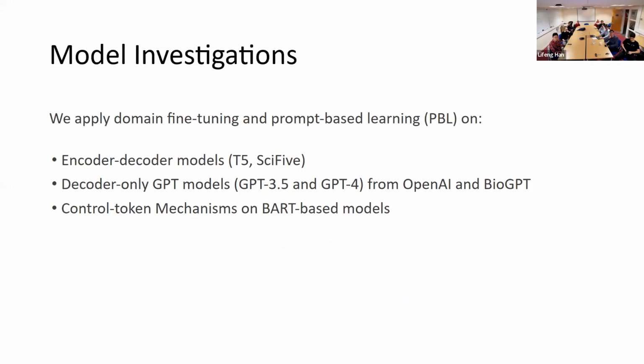So let's see what models we applied. Here we have the encoder-decoder T5 and SciT5, and GPT-based models, which are decoder-only models. That is GPT-3.5 and GPT-4 from OpenAI. And BioGPT is from a Chinese institute, trained from scratch based on the GPT-2 structure, because they want to avoid the pre-trained general knowledge and then fine-tune on the domain. And then the control token mechanism is developed by Jeremy.